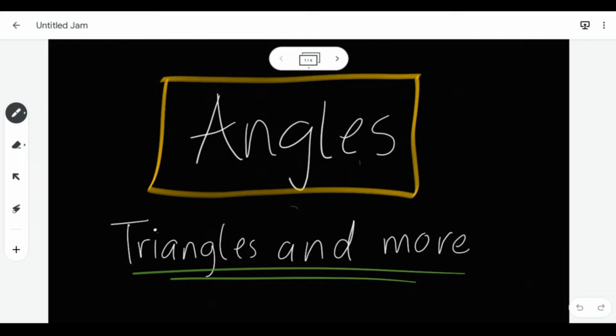Hi guys, so I am back with angles, and specifically angles in triangles and other shapes. I will be going through two different exam questions, two different grades, and let's have a go.